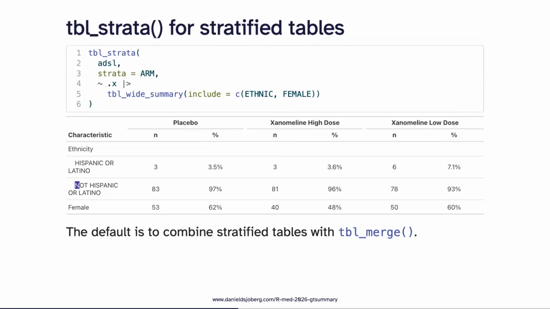So in that case that I'm outlining here, if in low dose we only had Hispanic and Latino subjects, then what you would need to do, before you pass the data set to TBL Strata, is tell ADSL that ethnicity is a factor and it has these two levels. Because if it's a factor, even if there are no observed levels in the low dose group for not Hispanic or Latino, it will still give you those zero counts. Right? So just when you're building with TBL Strata, keep that in mind.